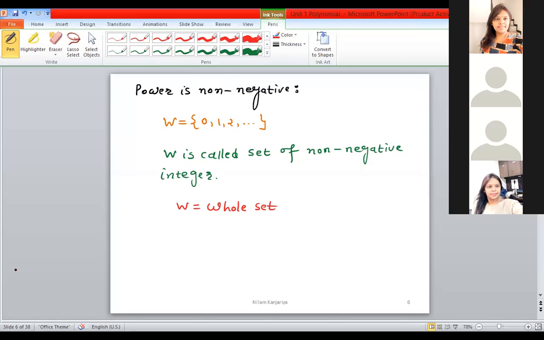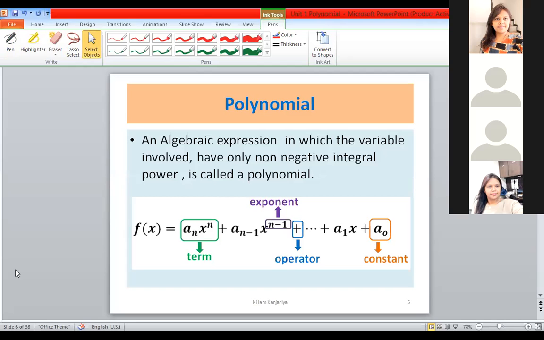In whole numbers, students, non-negative means you have to take all positive numbers including 0. The power should be this. If this power is not on the polynomial, then you can't say the given term is a polynomial. So just remember one thing: the power will always be non-negative.